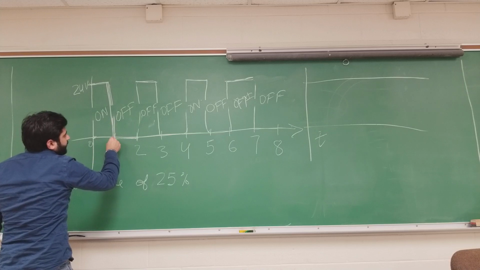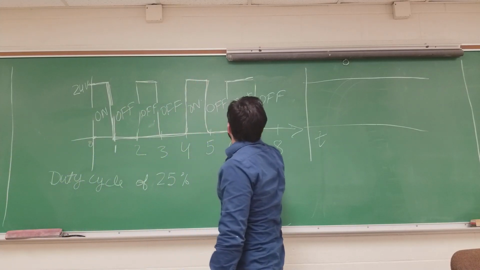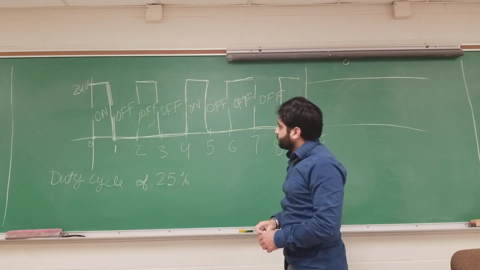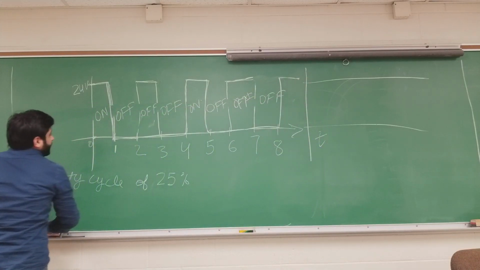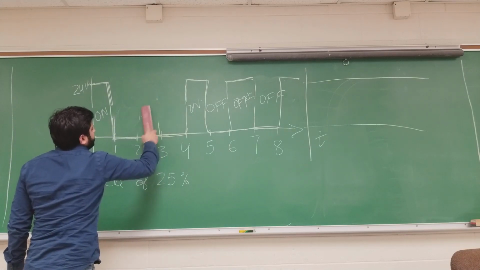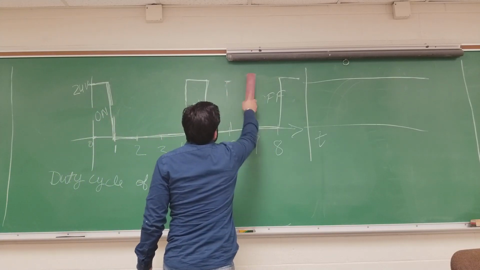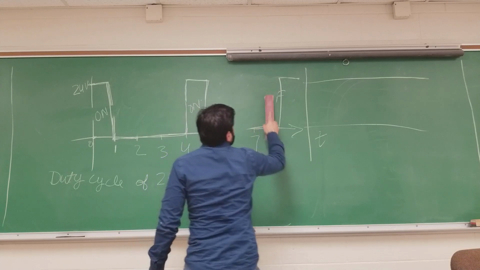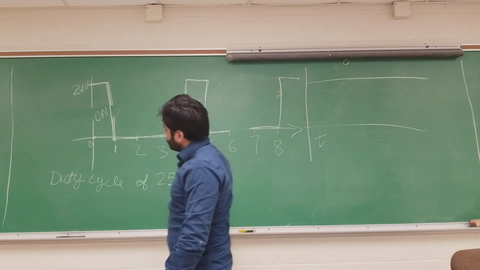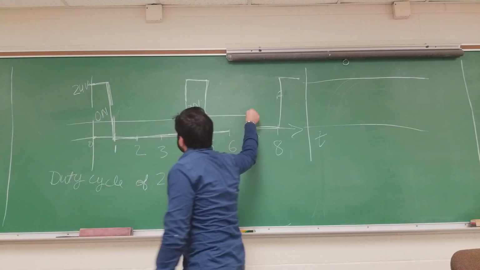So the resulting signal will be like this. Let me erase the unnecessary parts. So this is the shape of the resulting signal, and our output will be around 6 volts.